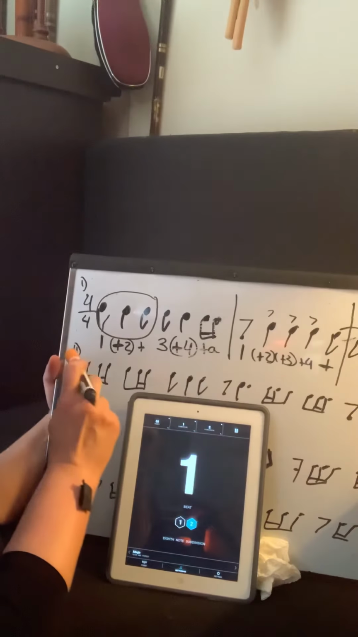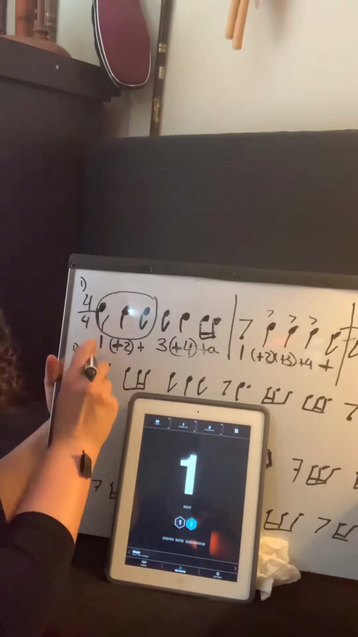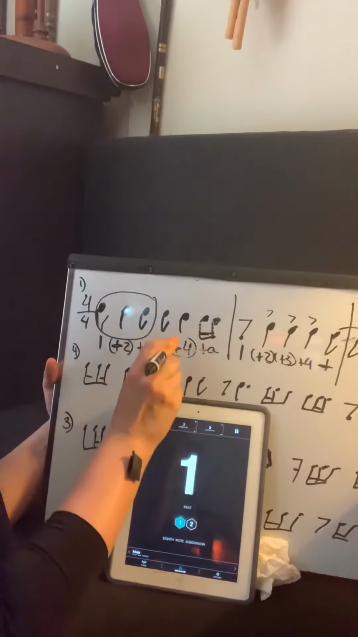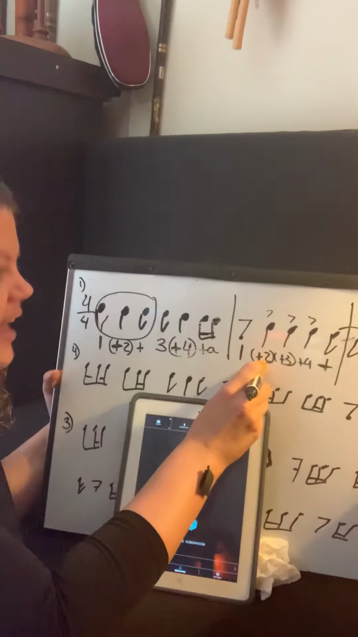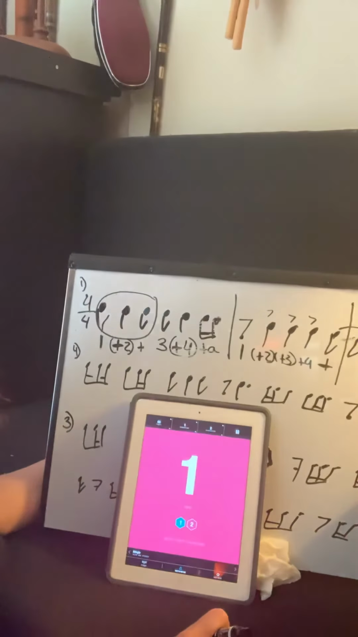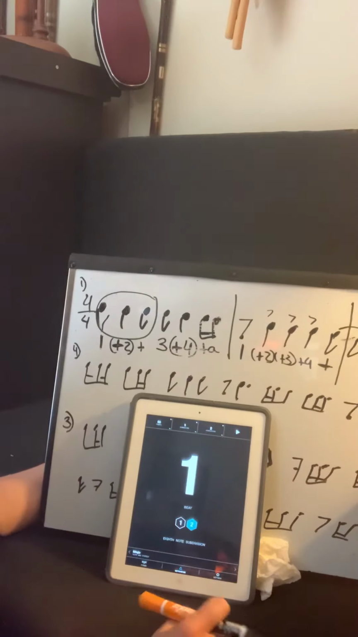Okay, we'll count this together. 1, 2, ready, go. 1 and 2 and 3 and 4 and 1 and 2 and 3 and 4 and 1. Okay, does that make sense right there? So I'm actually going to say those.